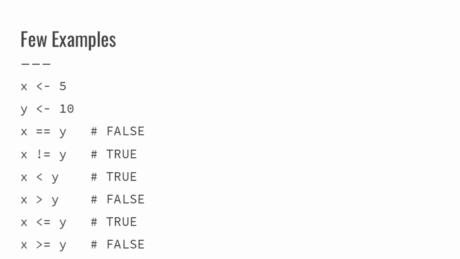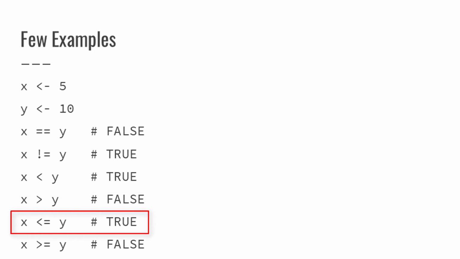So we are initializing two variables x and y with the values 5 and 10 respectively. To test are they equal, we will write x double equal sign y and it will return FALSE as they are not equal. Then in the next statement we are asking if they are not equal and it will return TRUE as they are not equal. In the next statement we are asking whether x is less than y, which is true and would return TRUE. In the next statement we are asking if x is greater than y, which is false and would return FALSE.